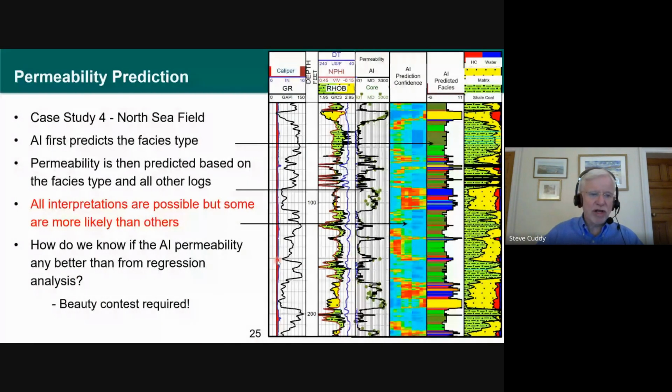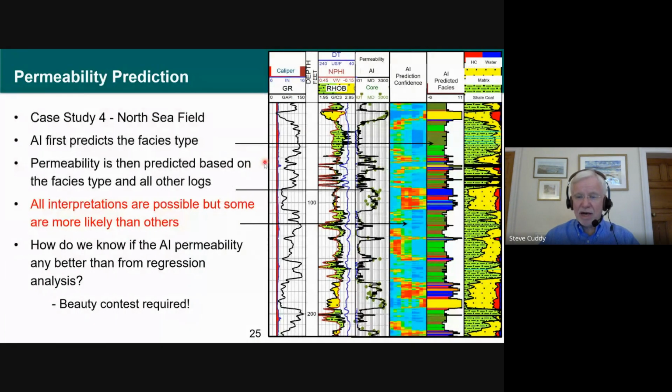Let me show the case study number 4. In this one, we've got the important petrophysical prediction of permeability. We've got a wealth of data. We've got the gamma ray and caliper in track 1, density neutron on these scales here. And we've got permeability from the core, which is these green dots. We want to find a relationship between the core-derived permeabilities and the logs, so we can predict permeability everywhere in the field, even the wells which weren't cored.